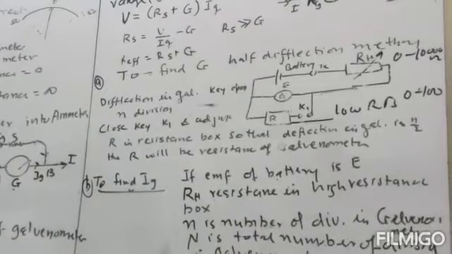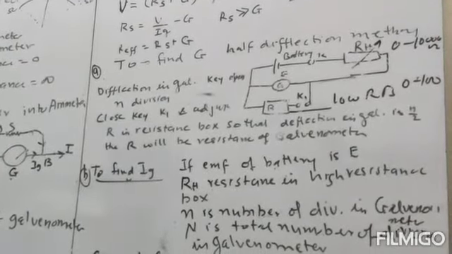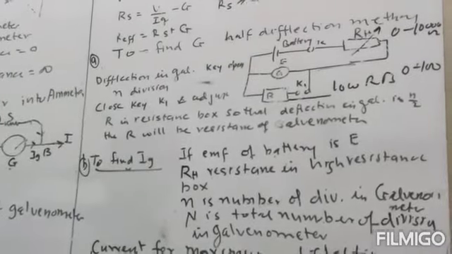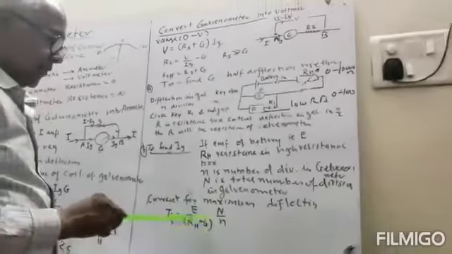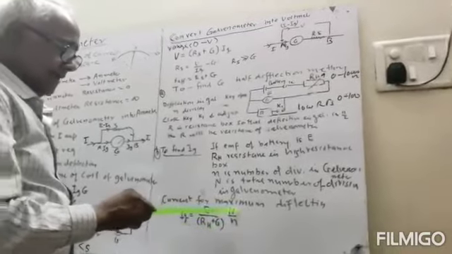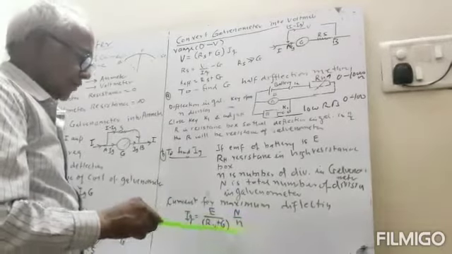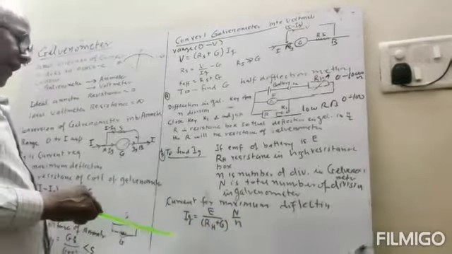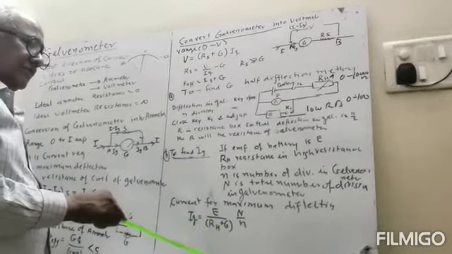Then we will calculate it. The Ig will be equal to capital E divided by RH plus RG. This is the total resistance of the circuit. So this gives the total current of the circuit, multiplied by N, the total number of divisions, divided by small n. So we will take 5 to 6 readings and calculate the value of Ig.